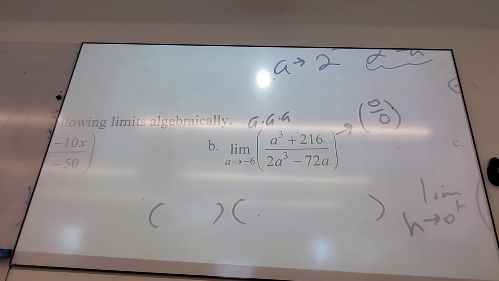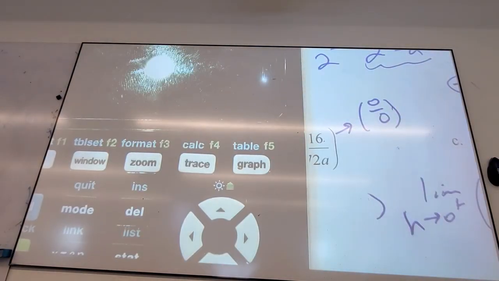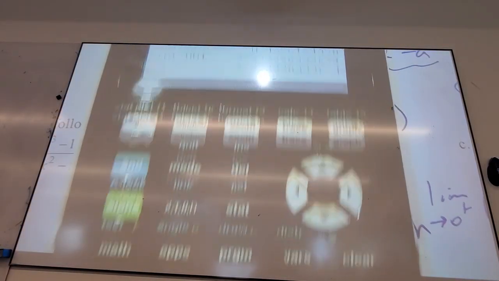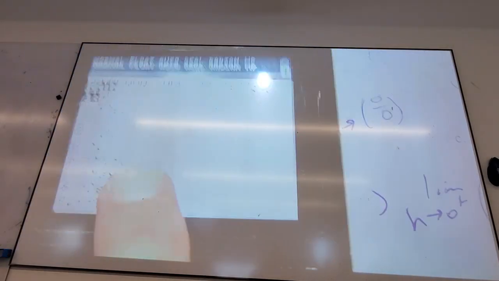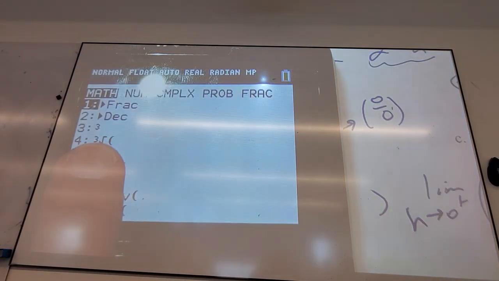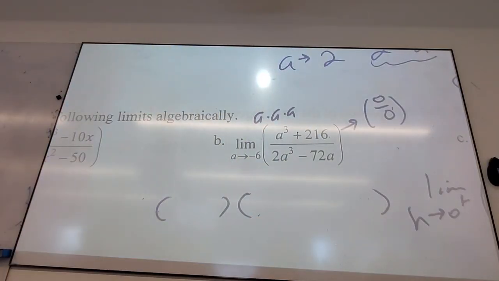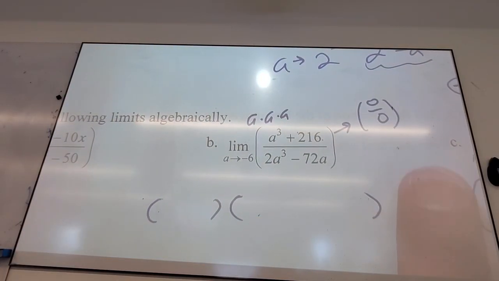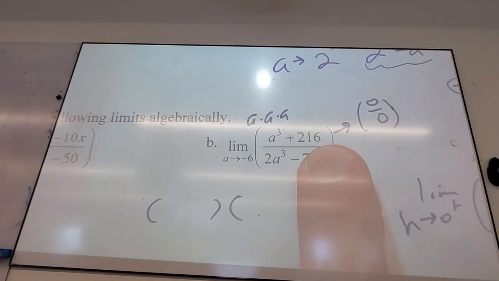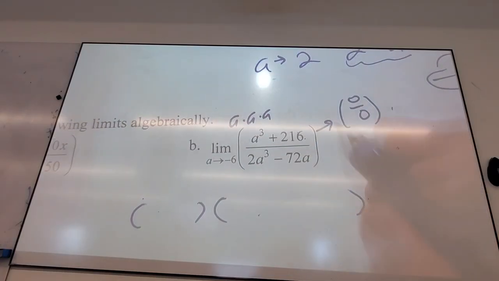Do you guys know where your cube root button is? If you hit the math button, there's a cube root. To be really honest, do you need to do that? No, because what is a cube root? How can you rewrite a cube root to what power? 1/3. So if you do 216 to the 1/3 power, you'll get 6. So that means this is 6 times 6 times 6.